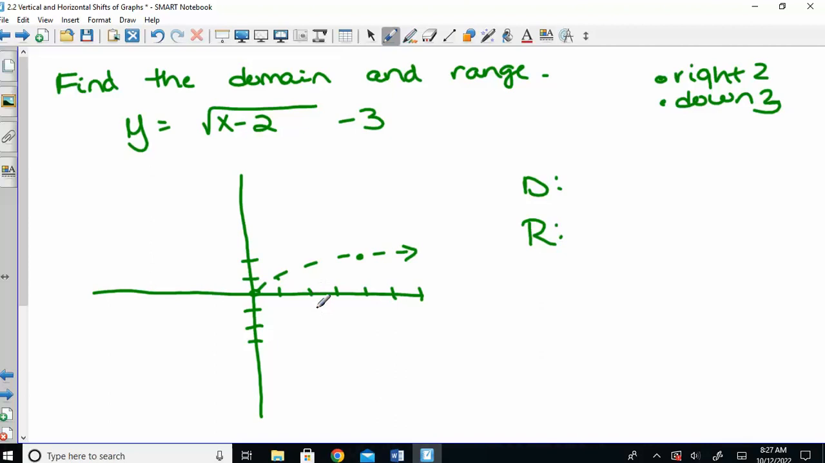Okay, so right and down. I'm not going to lie, I didn't really graph it, to be honest. What's the domain of this? Could you graph it if I asked you to? 2 to infinity. 2 gets a bracket. What's the range? Negative 3 to infinity.